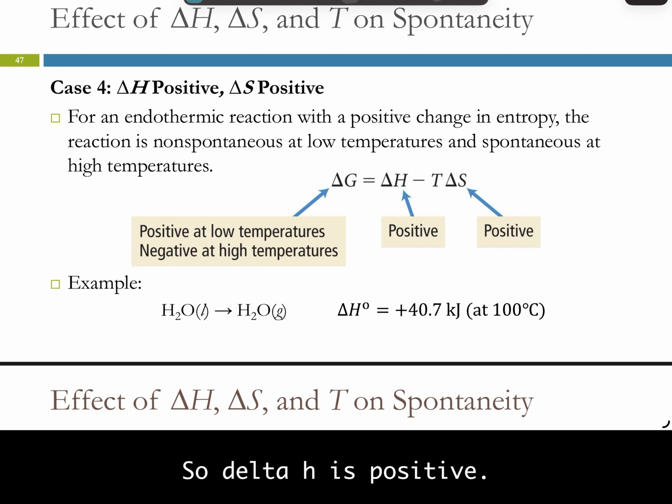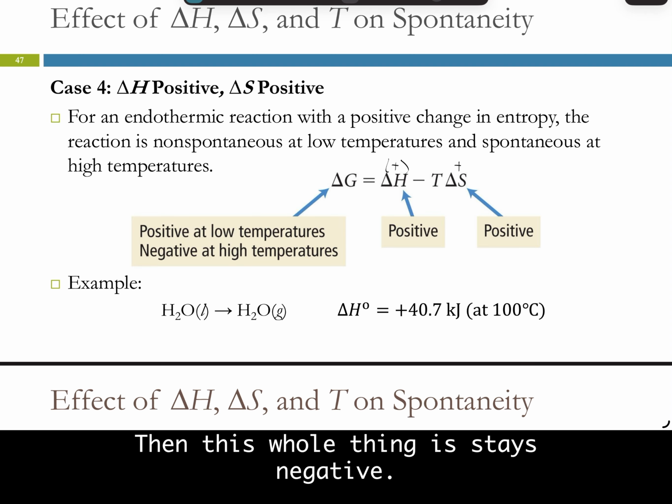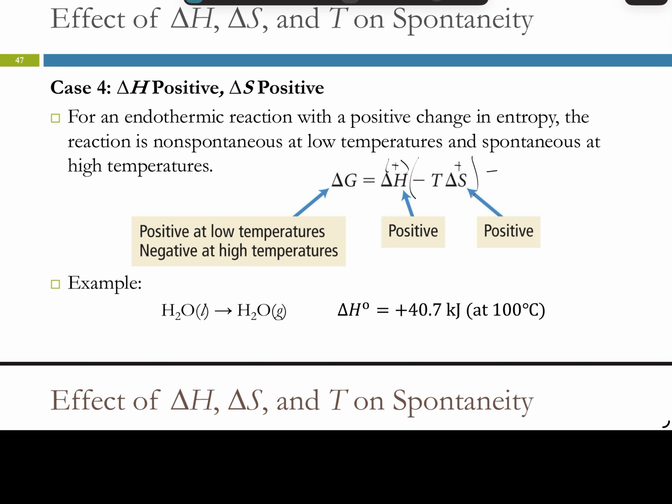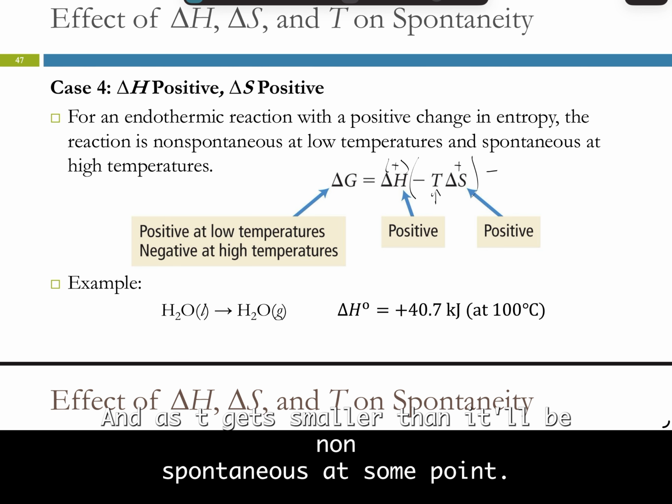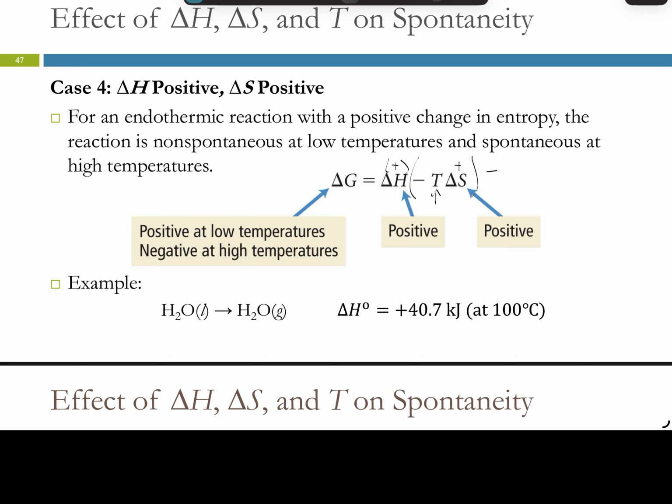So if delta H is positive and delta S is positive, then this whole thing stays negative. And so increasing temperature will make this spontaneous, because the T is in that portion with the delta S. So as T gets larger, then this reaction will be spontaneous at some point. And as T gets smaller, then it'll be non-spontaneous at some point.